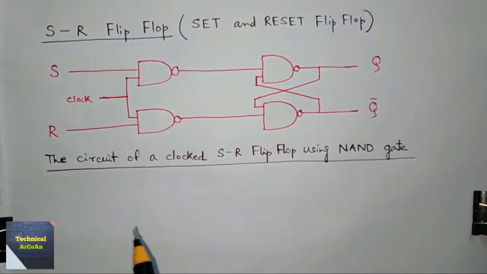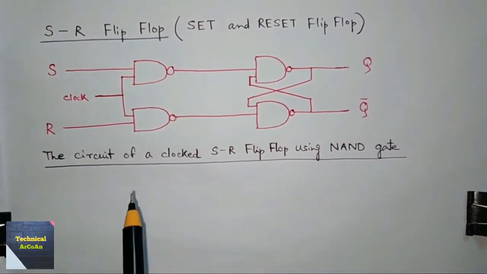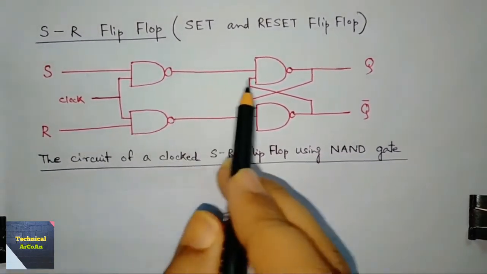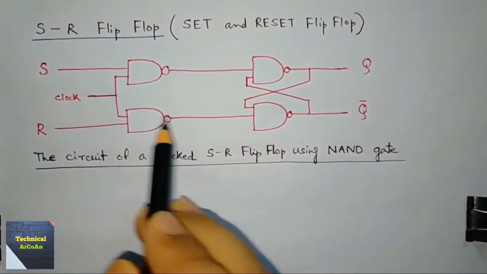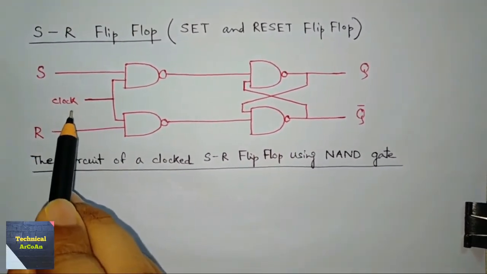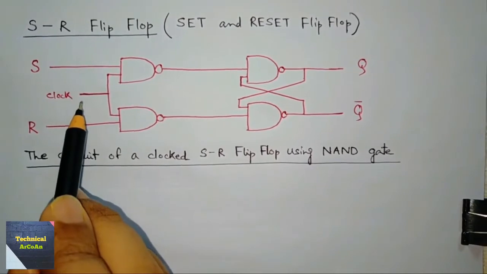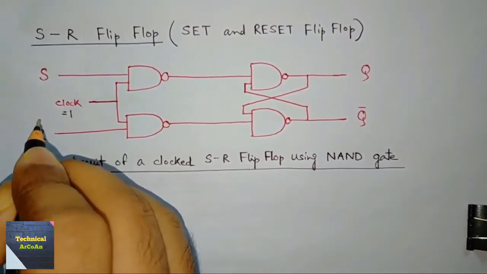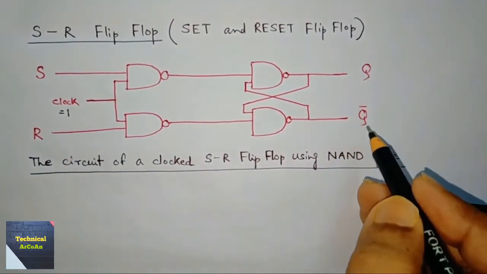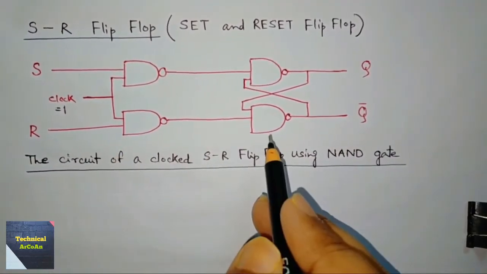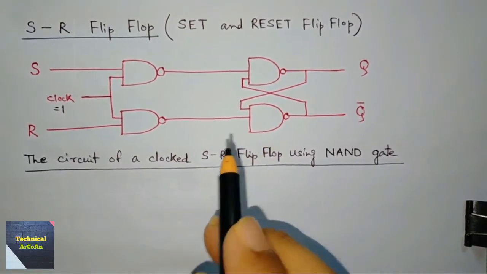Now this is the circuit of a clocked SR flip-flop using NAND gates. These are the NAND gates. The inputs are S and R, and there is a clock, and the clock input is always high, which means it should be 1. The outputs are Q and Q complement. These 4 NAND gates are used to form this SR flip-flop.